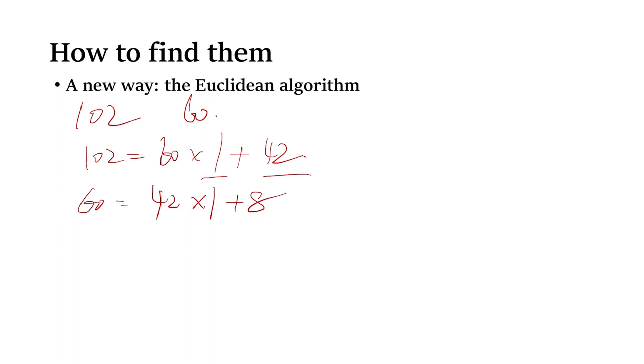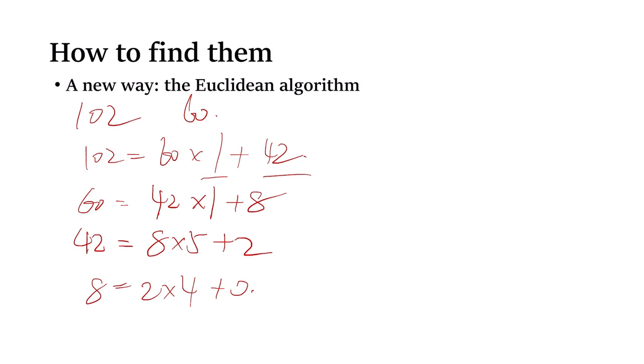Now it'll be 42 and 18. 42 equals 18 times 2 plus 6. Okay. So now the next procedure will be 18. Okay, so that's the last step.